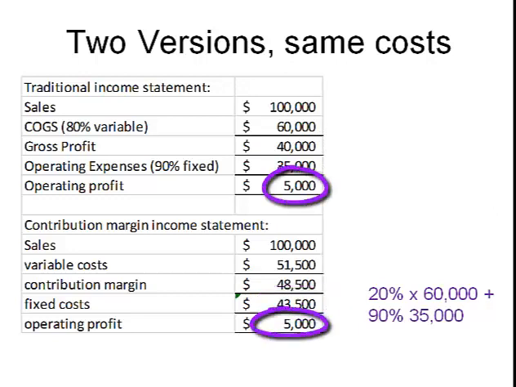Notice the profit's the same. It's the same cost. This is just rearranging a different sort of expenses. Here, product expenses are here. Non-product expenses are here. Here, variable costs, product or non-product, are here. Fixed costs, product or non-product, are there.